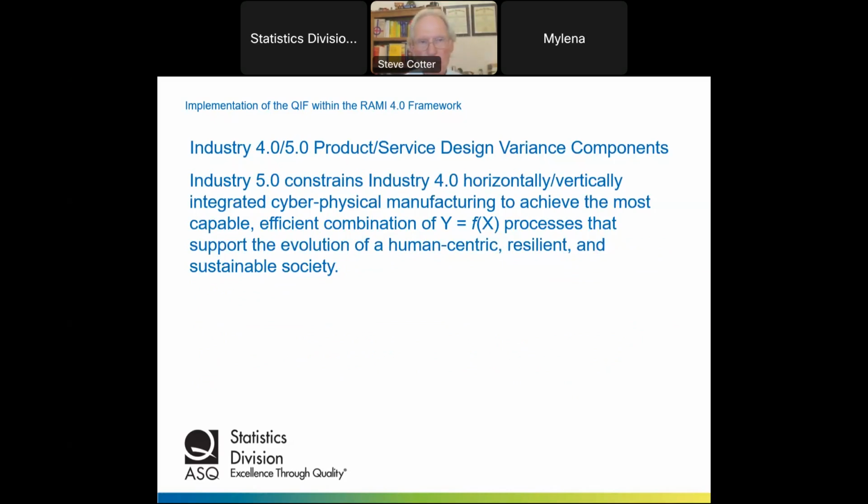Industry 5.0 constrains Industry 4.0 horizontally, vertically integrated cyber-physical manufacturing to achieve the most capable, efficient combination of y equals f of x processes that support the evolution of a human-centric, resilient, and sustainable society. Those are the goals of Industry 5.0. So Industry 5.0 is more of a realignment of Industry 4.0, distributed cyber-physical production efficiency, to broader societal outcomes than it is an industrial revolution.